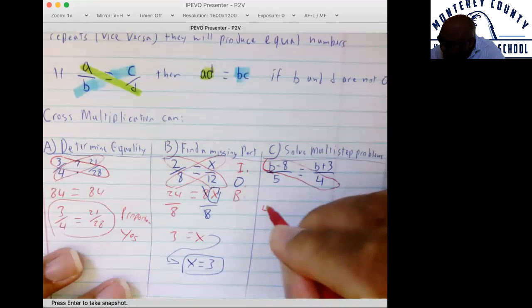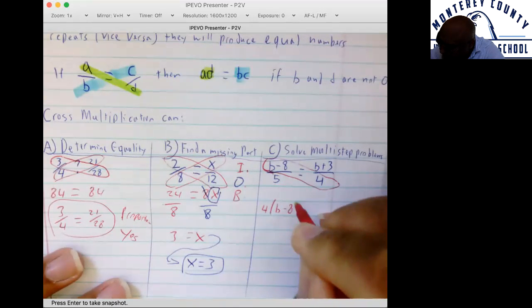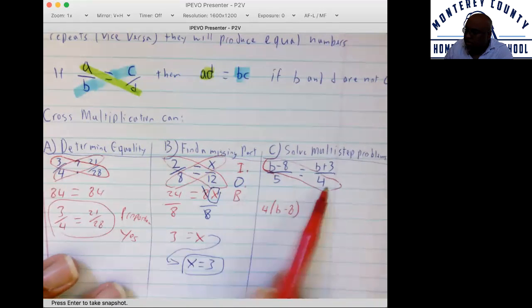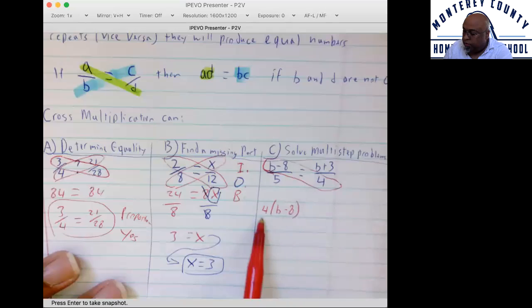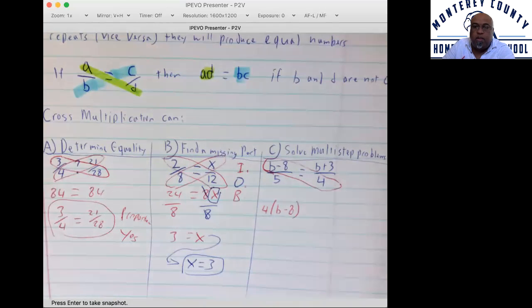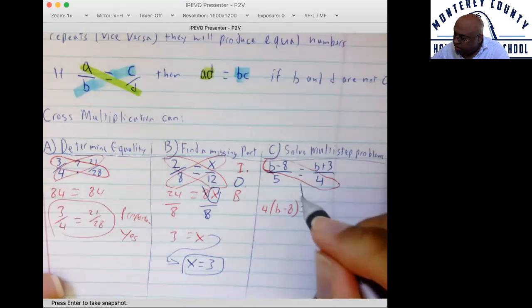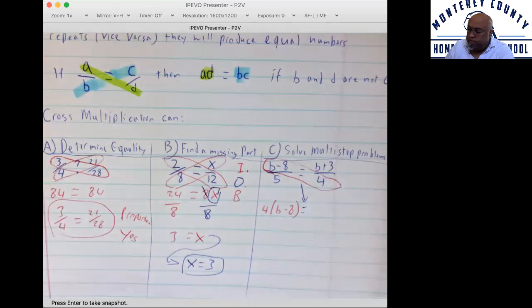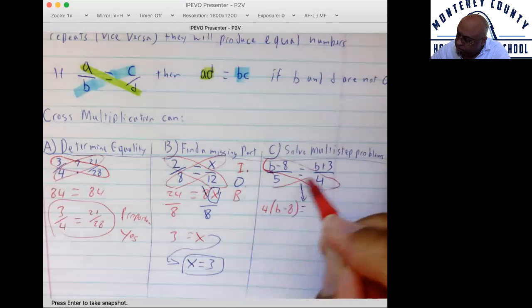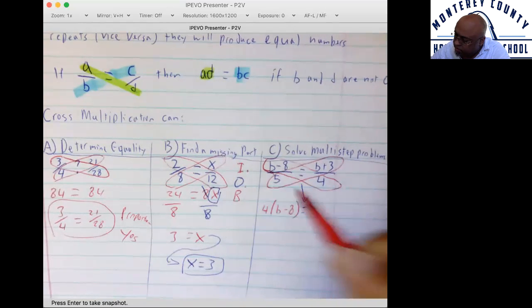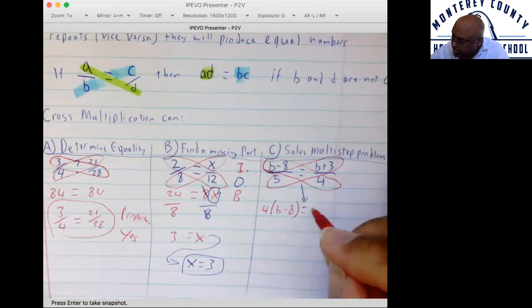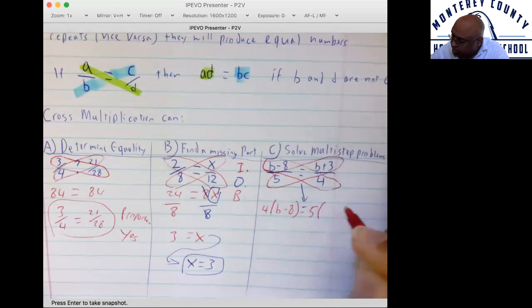You can write this as a distributive property problem. b minus 8 times 4 is just 4 times the result of b minus 8. Now the equal sign, I'm going to go ahead and rewrite that again. I'll just bring it down here so we don't forget that. Now we're going to cross multiply the other side. 5 times b plus 3 is 5 times, remember the parentheses, the result of b plus 3.